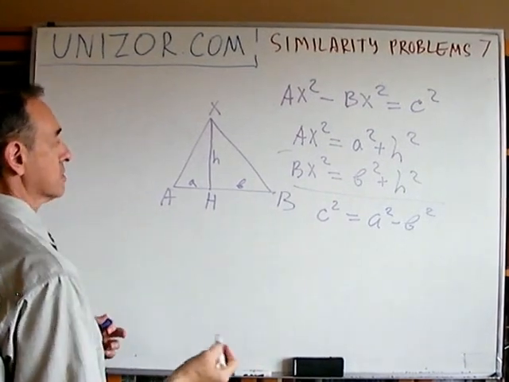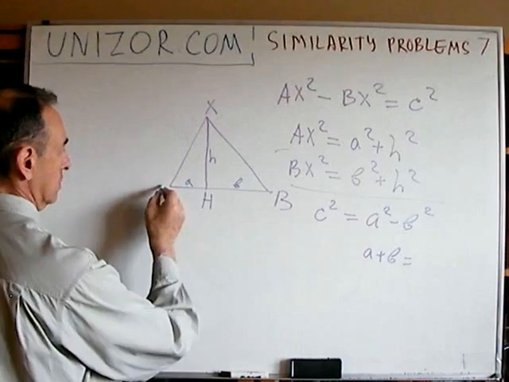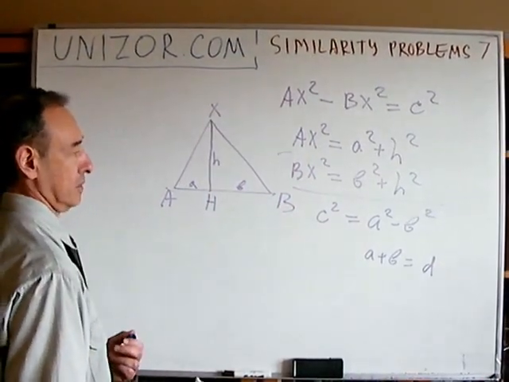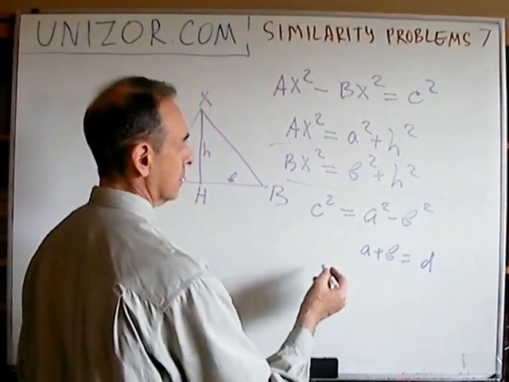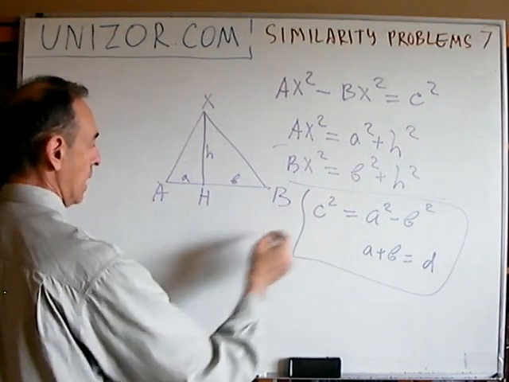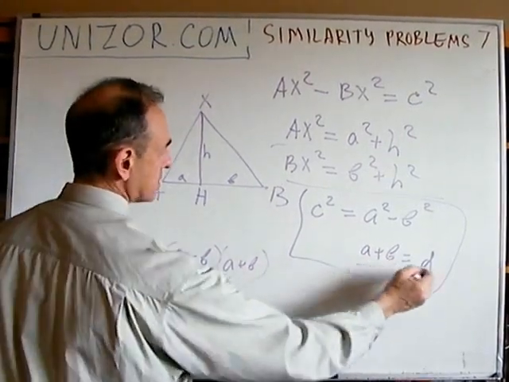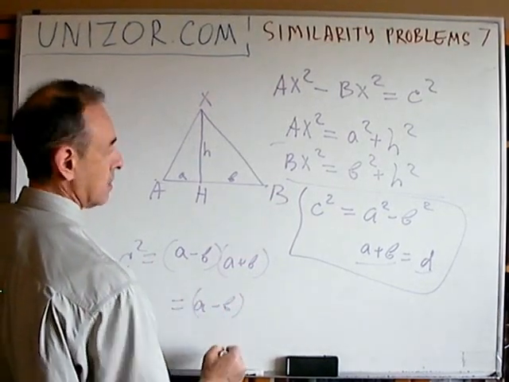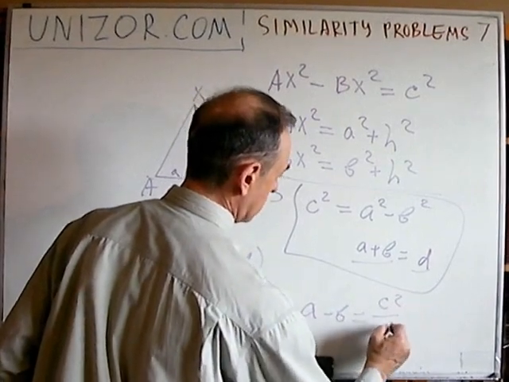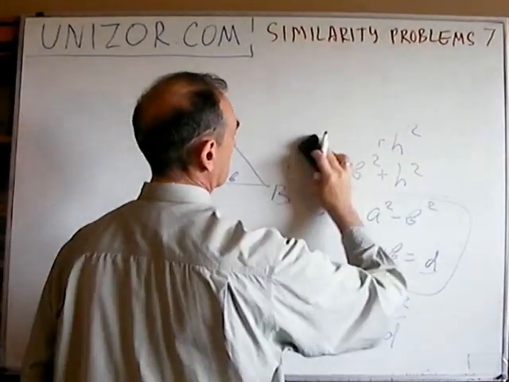So, now, what also do I know? I know that the sum of these, so A plus B, is equal to the length of AB. Let's call it D. So, D is also a known variable. Well, from these two, I can very easily find A and B, because this is like a system of equations. So let's use our algebra skills. A squared minus B squared is equal to A minus B times A plus B, and that's C squared. And A plus B is given, so it's A minus B times D. So A minus B is equal to C squared over D. So what do we have right now?